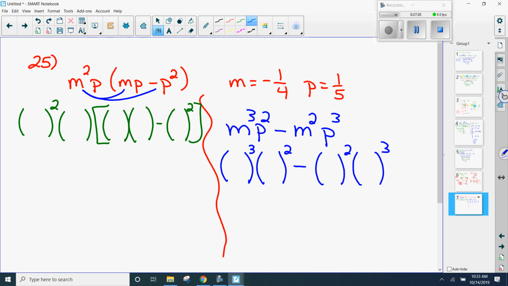How many for the green? How many for the blue? I don't care.